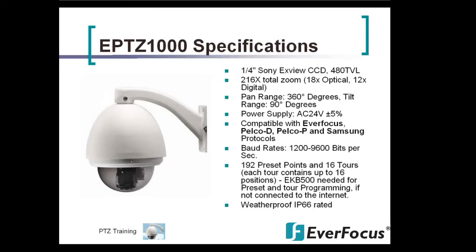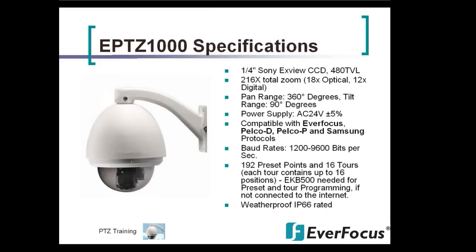Next, we have the EPTZ1000. Okay, this is also a 1/4-inch Sony XView CCD chip. This is 480 TV lines with a total of 216 total zoom, 18 optical and 12 digital. The pan range is 360 degrees, and the tilt range is 90 degrees. Okay, it also uses a 24-volt power supply, and it is compatible with the protocols EverFocus, Pelco D, Pelco P, and Samsung. The baud rates too are 12 to 9600. And just like the EPTZ500, the 1000 offers 192 preset points and 16 tours.